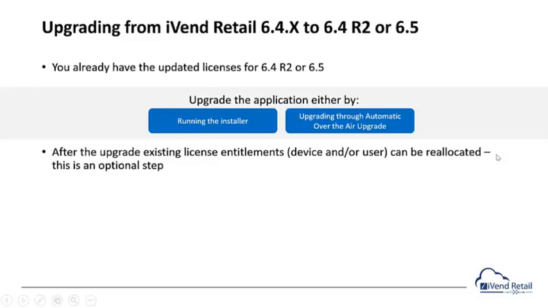And when you upgrade from the 6.4X series to 6.4R2 or 6.5, it's very simple and straightforward. You don't have to get new licenses because you're already on a new licensing regime. You just have to run the installer, or use automatic over-the-air upgrades, and it's going to be very simple and straightforward. And once you are upgraded, you obviously have the choice, should you want to change from device to user and vice versa. As I said, this is just an optional step.